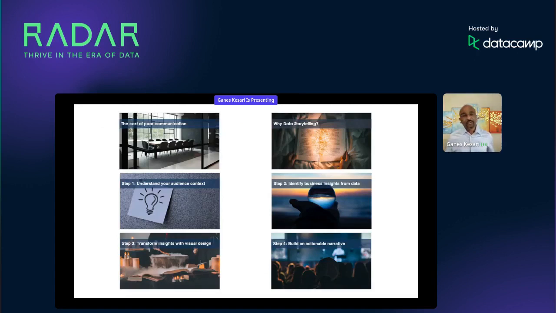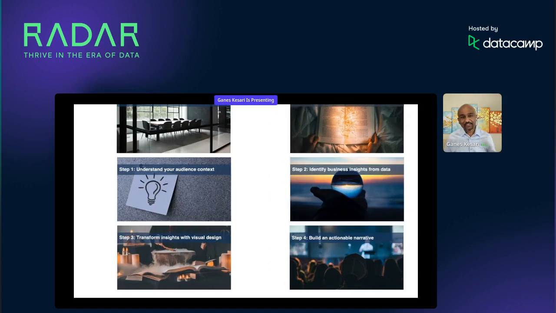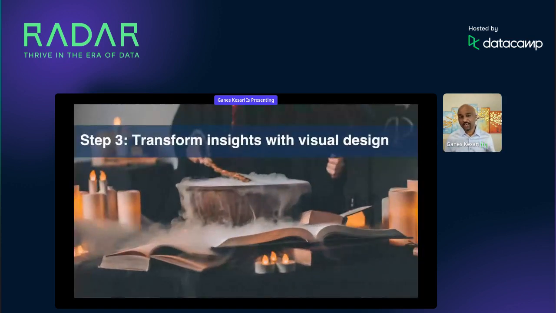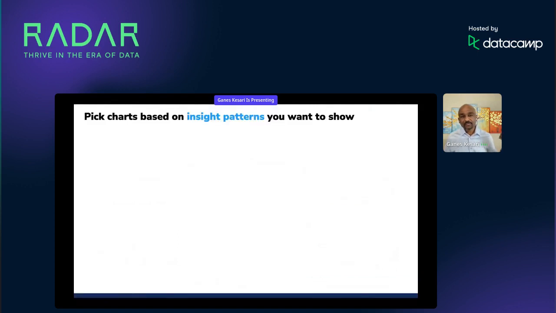So step 3, now that we have identified insights from data, we need to transform these with visual design. So that's where data visualization charts come in. You'll have to pick the charts based on insight patterns, not based on what is looking nice. Someone mentioned style over substance. So that's a very important point.